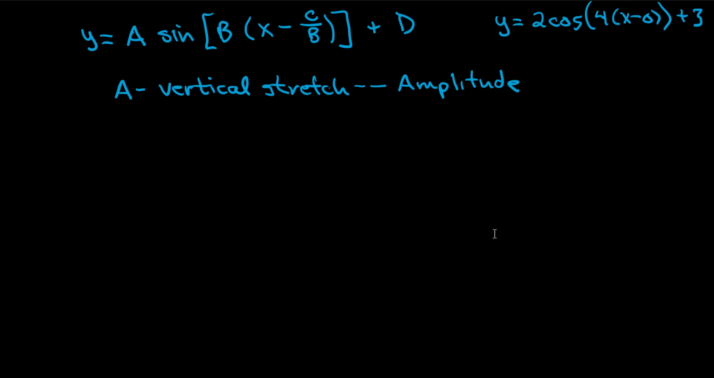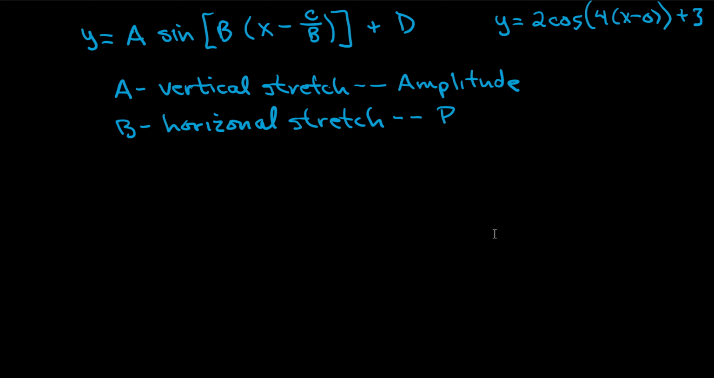Okay. The second thing we're going to look at is B. B is going to talk about the horizontal stretch. In other words, does it make the graph longer or does it shrink it up? It depends on if b is greater than 1 or less than 1. This is also useful for determining what the period is. We talked about the period of a trig function in the previous video. The period is going to be equal to 2 pi over b.